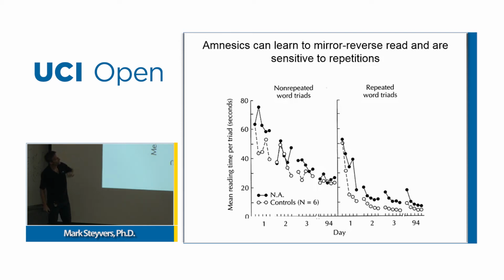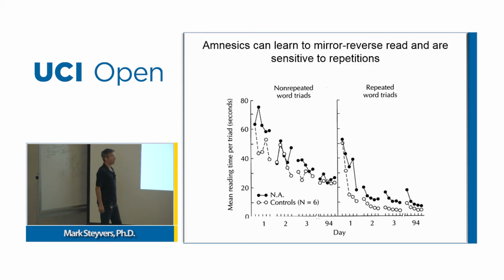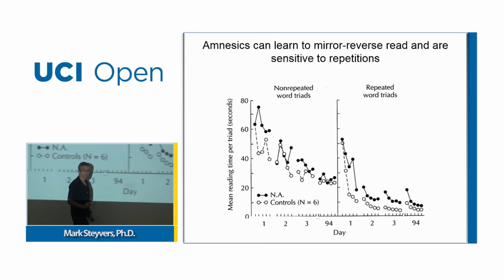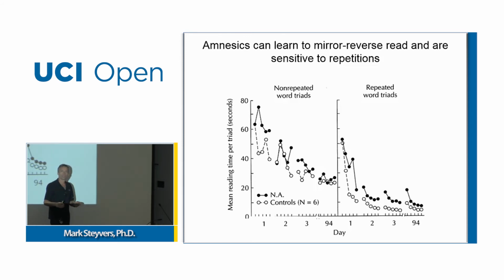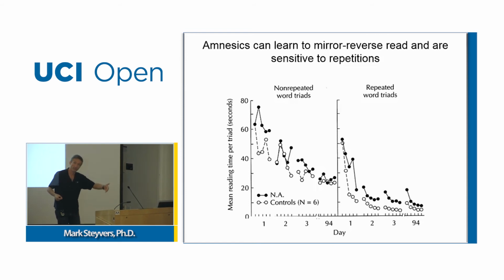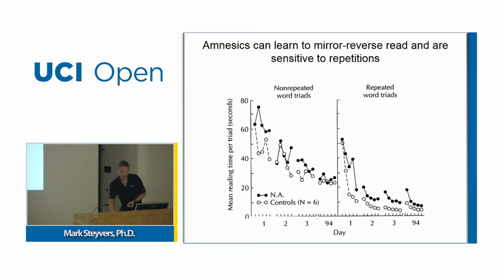Now in the left panel, you see the performance for new words that you've never seen before. And you can see both the normal controls get better, as well as the Korsakoff patient. So the Korsakoff patient is learning a skill, the skill of mirror reverse reading. That's one remarkable finding. They learn the skill, and they have no memory that they're learning the skill. They have no memory of being in the previous day in that very same experiment. But the most remarkable finding is shown on the right.